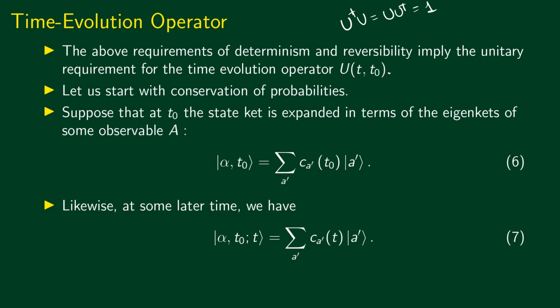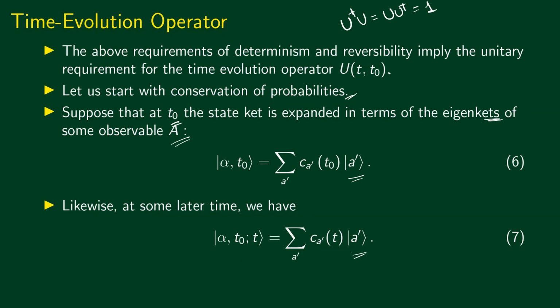Okay, so let's start with the conservation of probabilities. Again, suppose that at t0, a state ket is expanded in terms of the eigenkets of some observable A. So we write the initial state expanded in the basis of the eigenkets of operator A. We'll write this as |α, t0⟩ equal to the sum over A' of C_A'(t0) |A'⟩. Now we have the state at a later time. This state is also expanded in the same basis. The basis has not changed. We are just expanding two different states in the same basis.